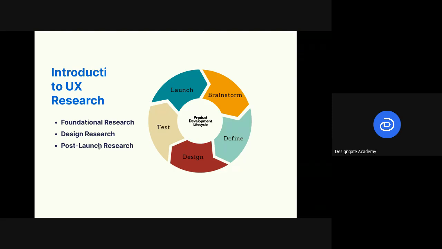Now, once you've done your foundational research and you want to start building, you do design research. Aside from digital product design, if you're talking about physical product design, design research includes things like researching the kind of material to use, the kind of technology to use. So this is where design research comes in. And after design, you test and launch, right?